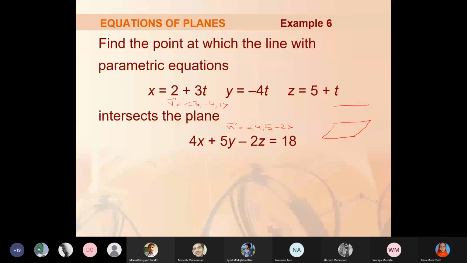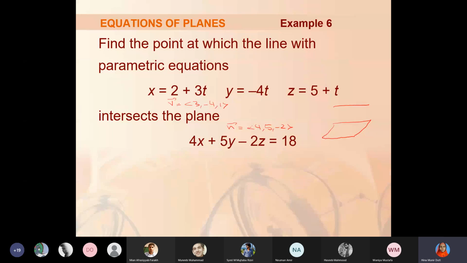So what is the relationship between v and n? The dot product is not 0. It means the vector v is not perpendicular to the vector n. So it means the line is not parallel to the plane and is not lying on the plane.